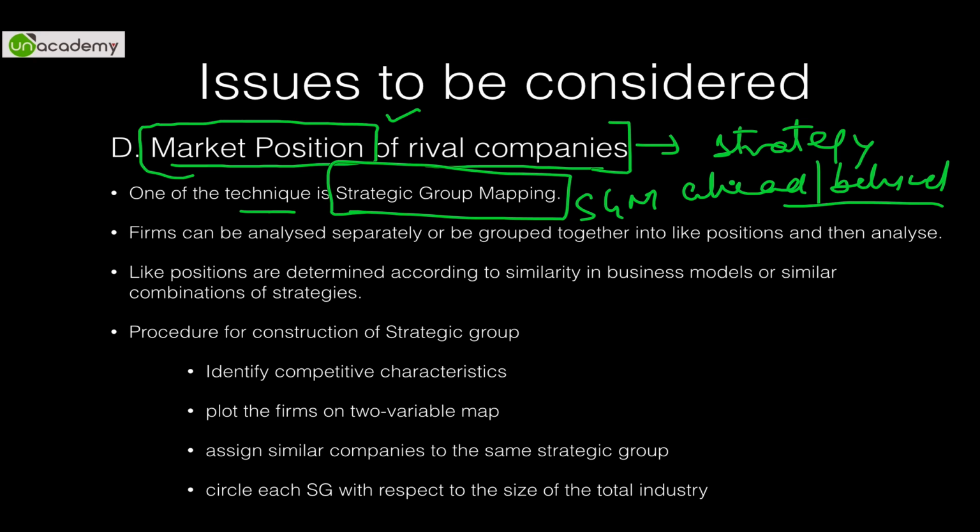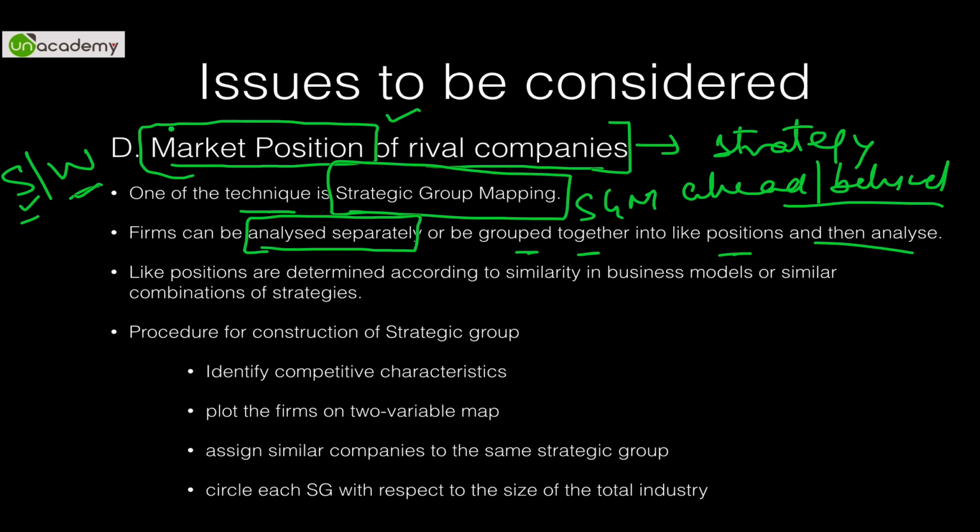Strategic group mapping. In order to identify the strongest or the weakest point of a company, we need to determine the market position. So firms can be analyzed separately. Analyzed means they can be studied separately or be grouped together into positions and then analyzed. This will tell us the strength and weakness of that company.